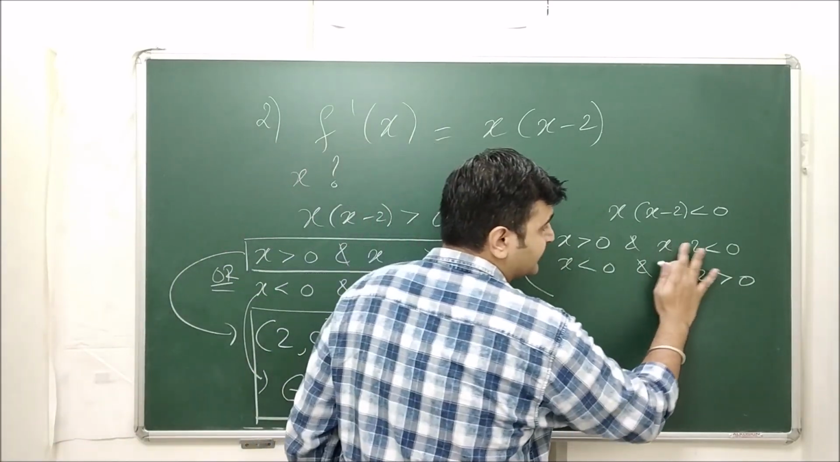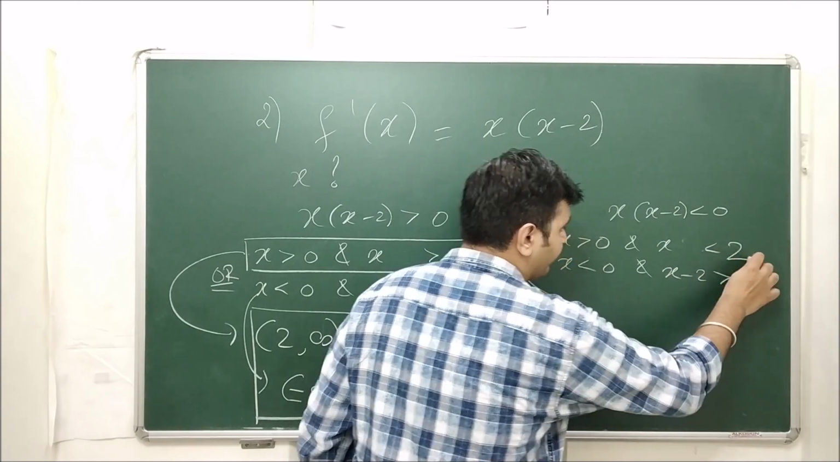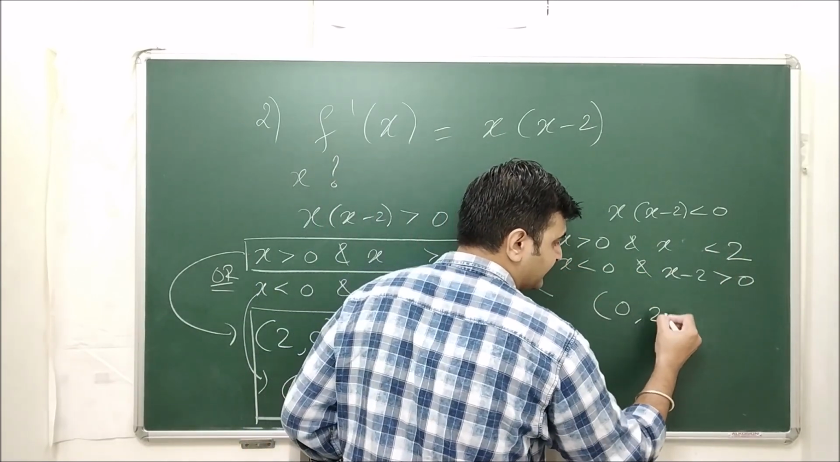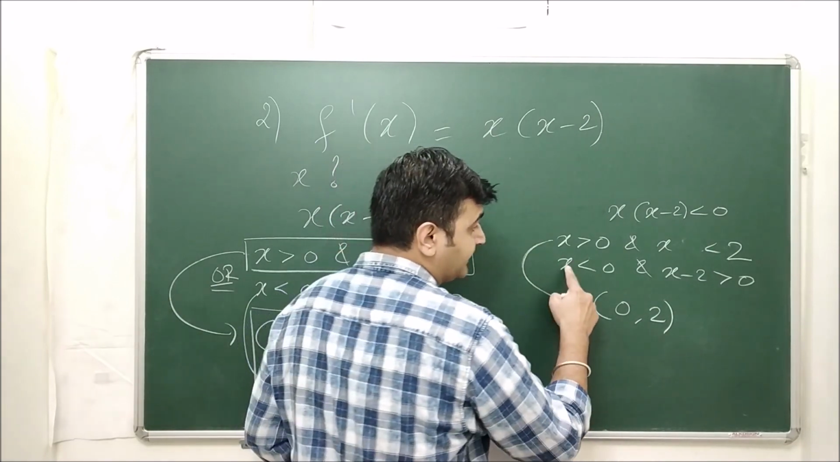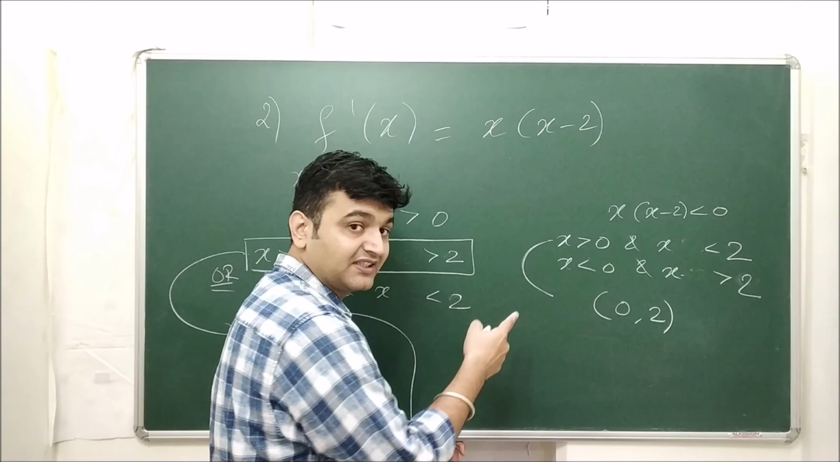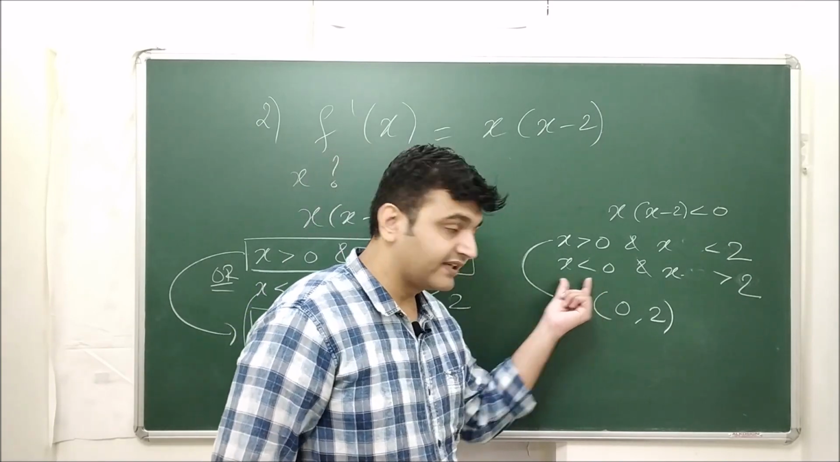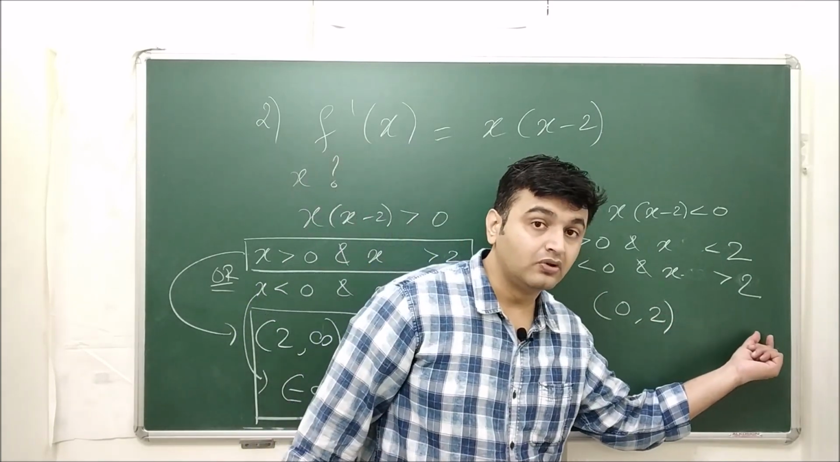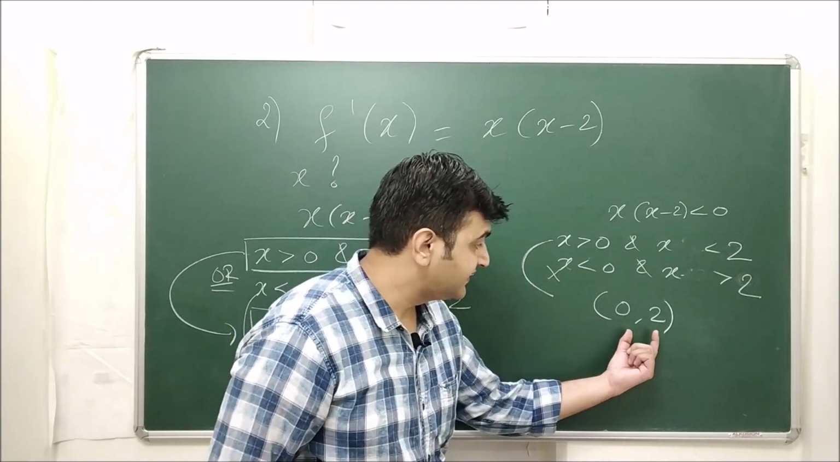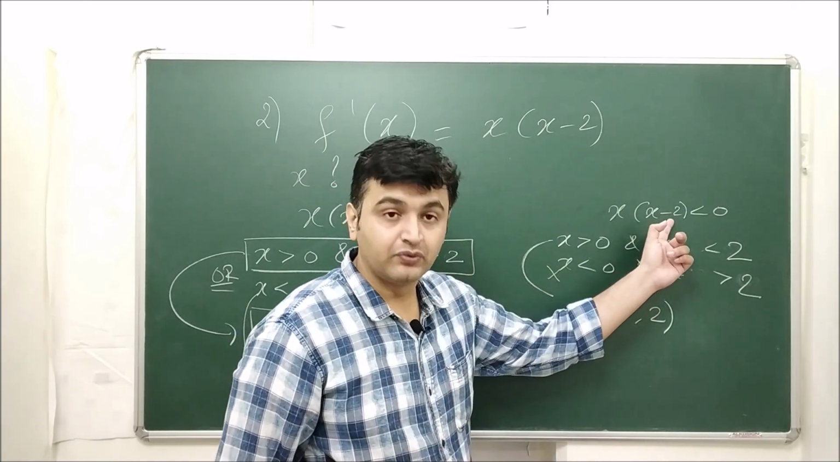Your function is increasing. What about this? x minus 2 less than 0 means x is less than 2. So x greater than 0 and x less than 2. That means I have 0 comma 2. What about x less than 0 and x greater than 2? Is this case possible? x should be negative and x should be greater than 2. So this case is not possible. So only in this interval is the derivative negative.